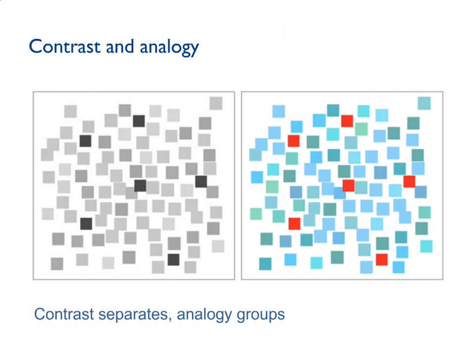Another very important design principle is called contrast and analogy. Contrast separates. It means something is different. Analogy groups. And when you do color design, when you do information design, you need to appreciate that those things that you want to pop forward need to have contrast with the rest of the view, and those that you want to remain sort of together need to be analogously colored.